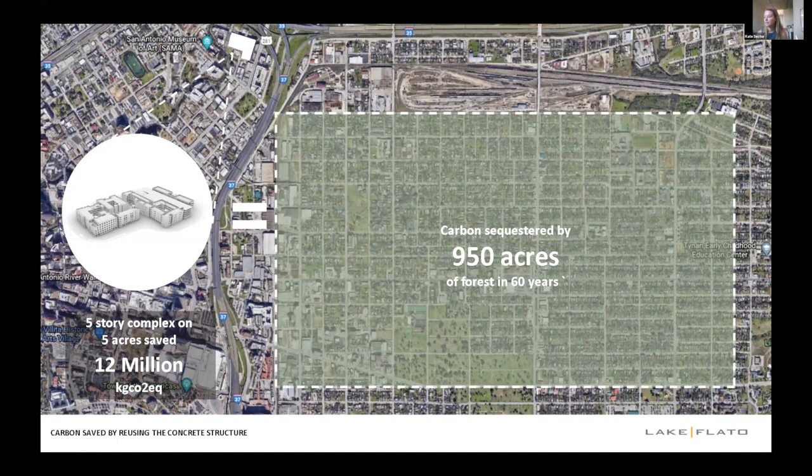Another way to look at this, so this map is to scale, but we could have also said that if we had to build this structure again, we would have had to essentially create 950 acres of forest and let that grow for 60 years to sequester all of that carbon that would have been produced in the life cycle of these materials. So it's quite an amazing story of just how important it is to reuse what you have and how much of an impact that can have on the environment.